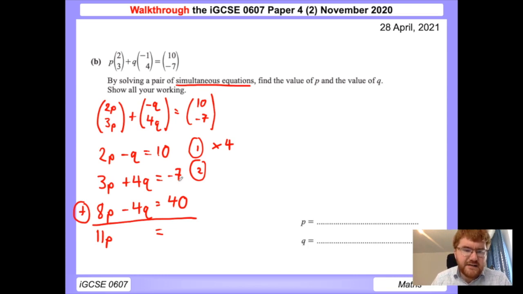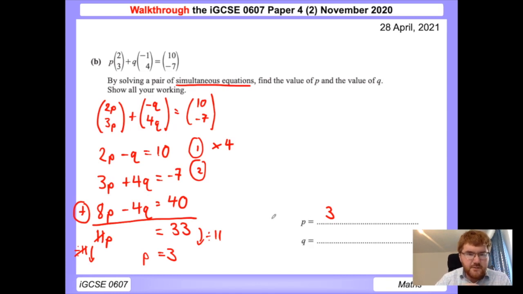And then we get minus 7 plus 40. Check on your calculator if you're not sure. That's going to make 33. And if 11p is equal to 33, if we divide by 11 on both sides, this cancels here, we get p is equal to 3. That's our first answer. But we can't celebrate because we've got to work out what q is.